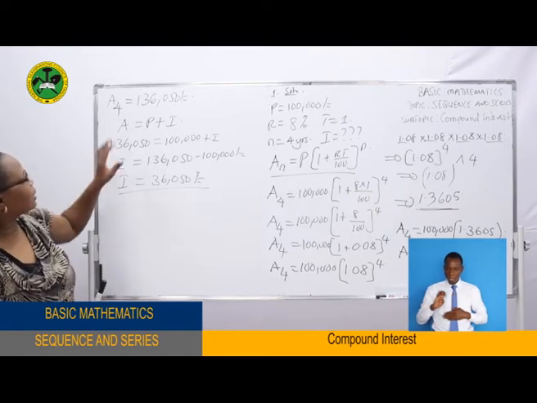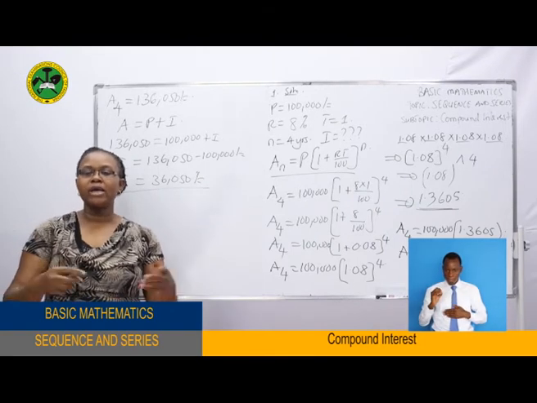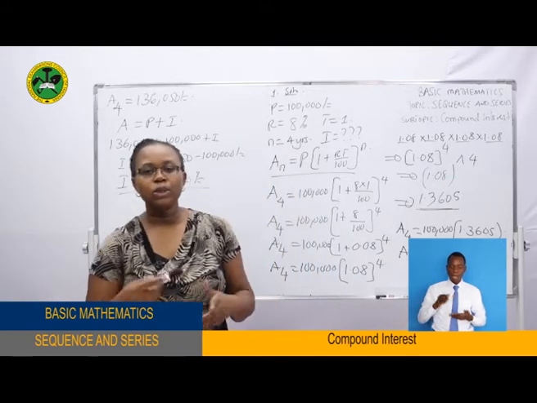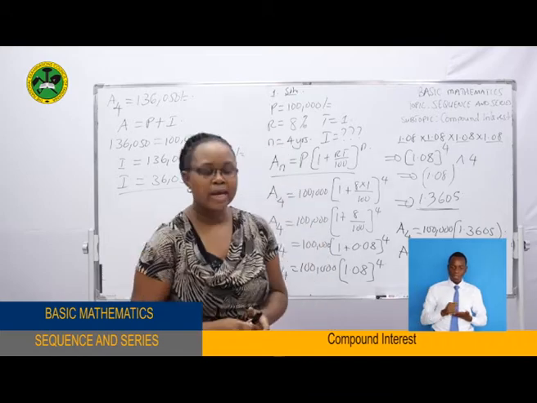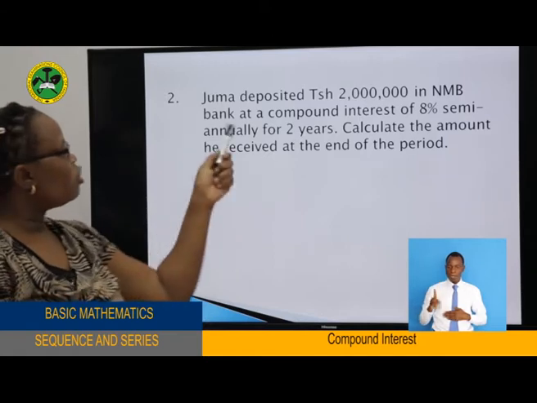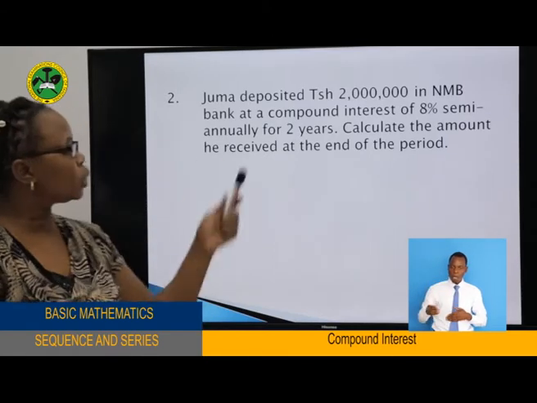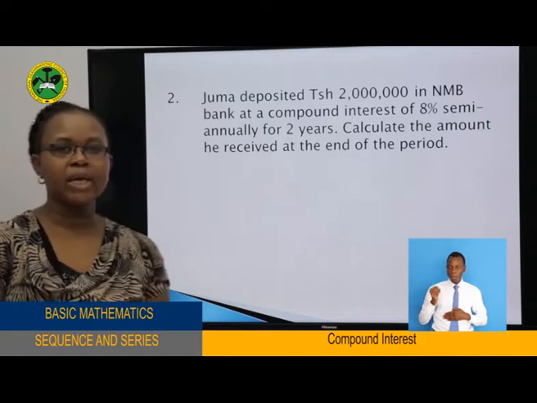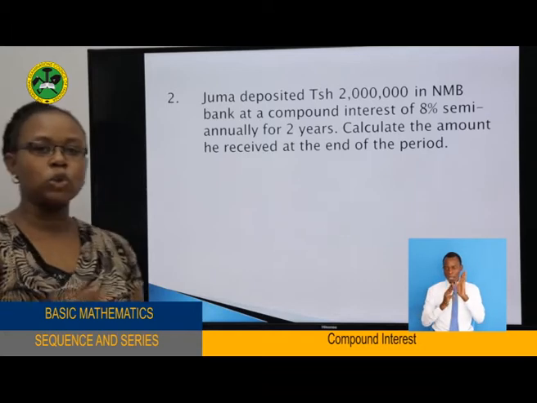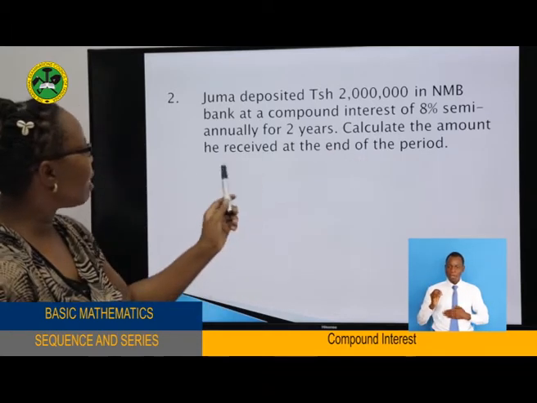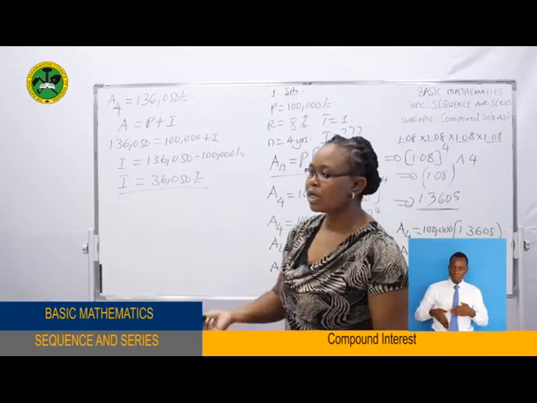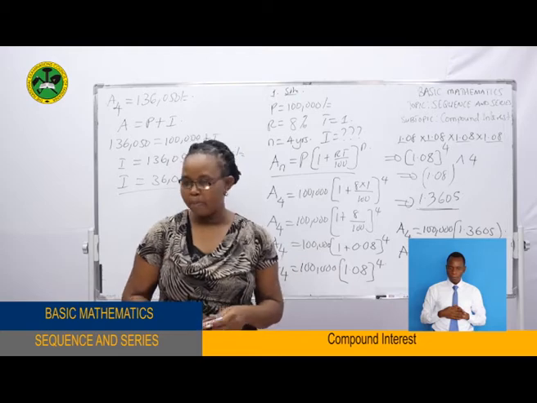So this will be the interest Mwanahamisi obtained after 4 years. My dear students, let's look at the second question. The second question is: Juma deposits Tanzanian shillings 2 million in NMB Bank at a compound interest of 8% semi-annually for 2 years. Calculate the amount he received at the end of the period.